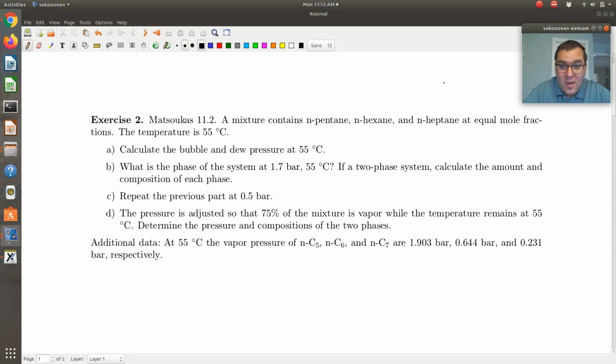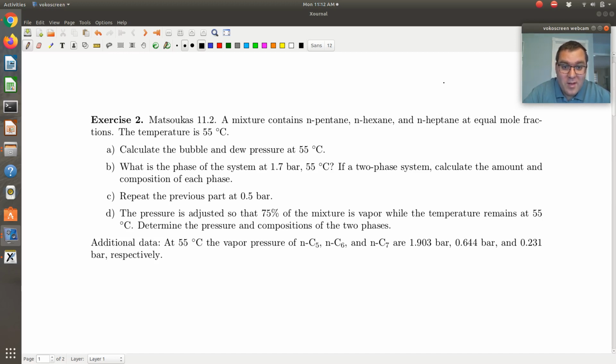All right, let's look at exercise 2. So this is problem 2 from chapter 11 of the course text. And now in this problem, we're going to have a ternary system, a three-component system described using Raoult's law, which just adds an extra little wrinkle, and we'll talk about that as we work through the problem.